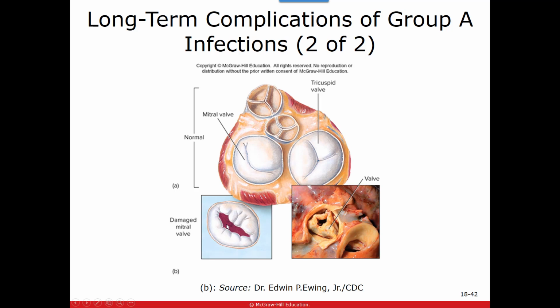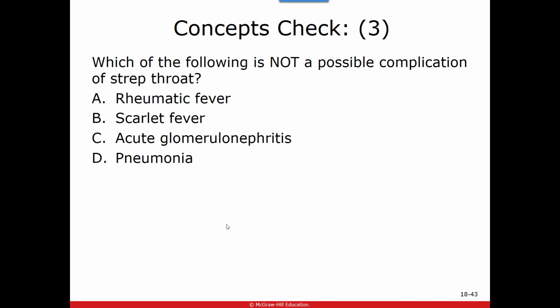Now, another concept check. Which of the following is not a possible complication of strep throat? Well, strep throat, if left untreated, can cause scarlet fever. That's where you're going to get red everywhere. It can then cause rheumatic fever. This is that next step where it's going to damage the heart valves. And then acute glomerular nephritis is damage to the kidneys. So the only one that generally is not an issue with strep throat is pneumonia.